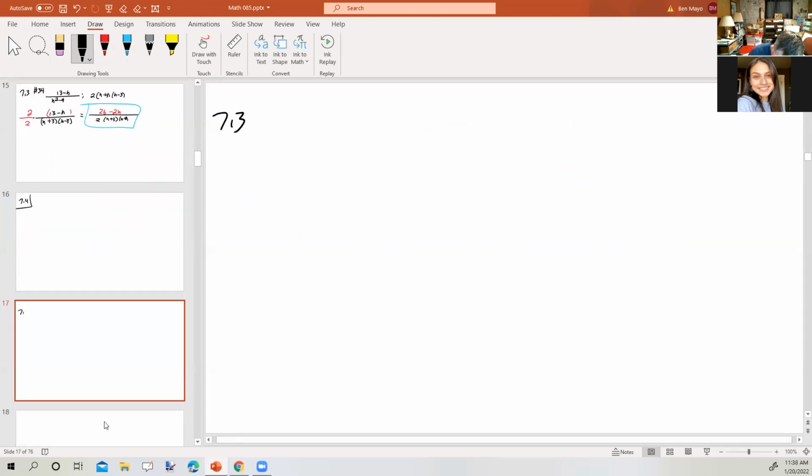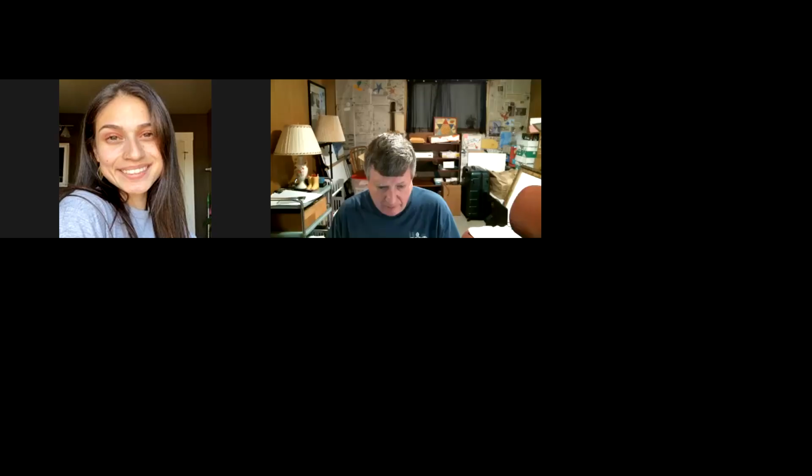Okay, 7.3, number 45. What is the difference of the length and width of the rectangle? We just need the difference of the length and the width. Okay, so I'm going to show the picture here. If I can find my mouse. Where are you? There you are.